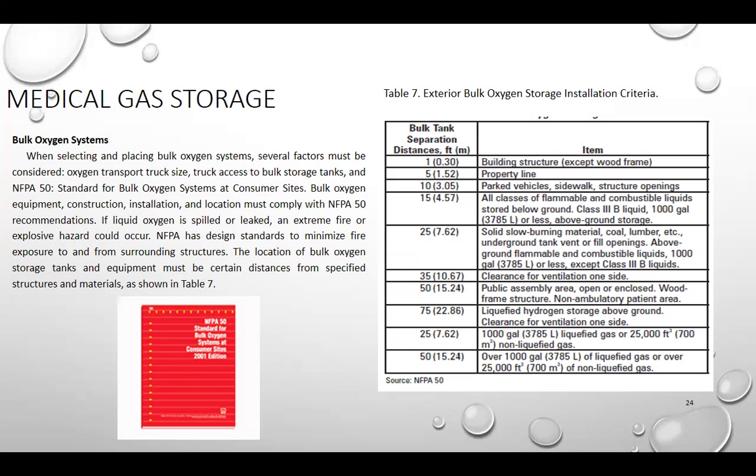If liquid oxygen is spilled or leaks, an extreme fire or explosive hazard could occur. NFPA has designed standards to minimize fire exposure to and from structures. The location of the bulk oxygen storage tank and equipment must be certain distances from specified structures and materials as shown in Table 7. So, bulk tank separation distances are 1 foot to building structure except wood frame, 5 feet to property line, 10 feet to parked vehicles, sidewalks, structure openings, etc.